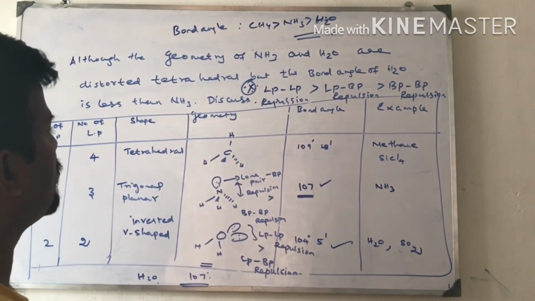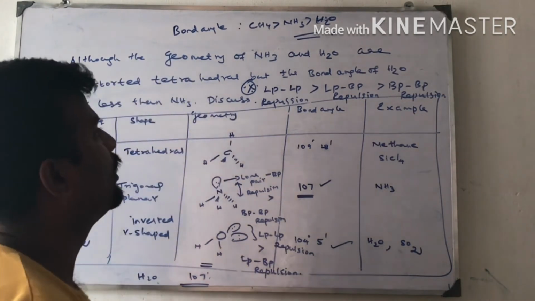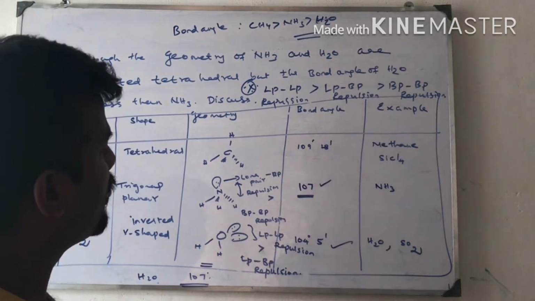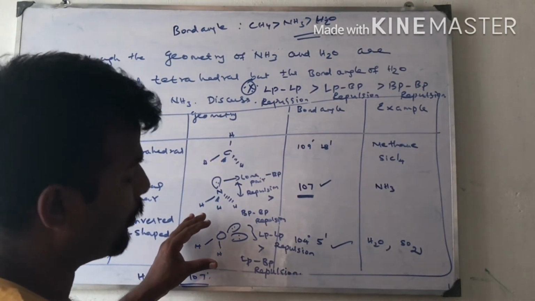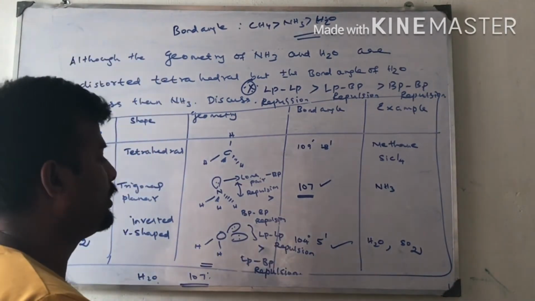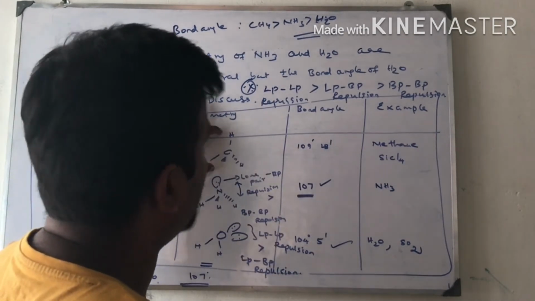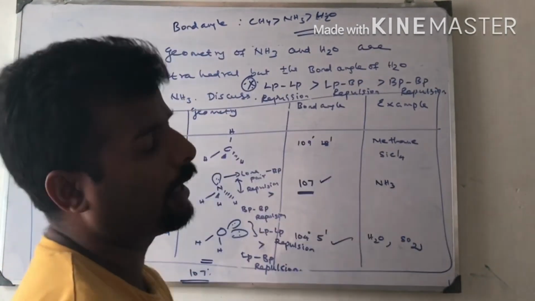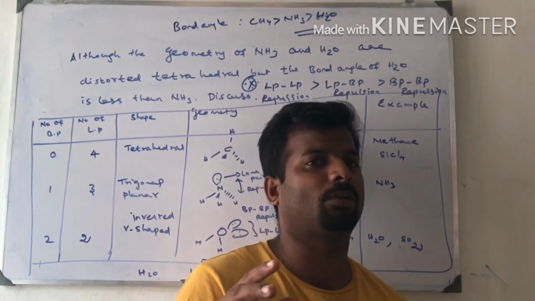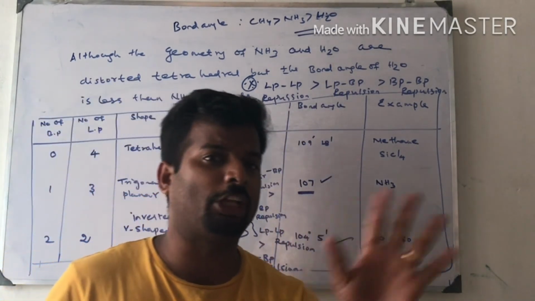So this is the reason: due to the presence of lone pair electrons, the bond angle decreases. That is why the shape of the molecule also changes. If the number of lone pair electrons present is high, the repulsion is also maximum. And if there is a smaller number of lone pairs of electrons, the repulsion is minimum, therefore the bond angle is larger. So the number of lone pairs of electrons is inversely related to the bond angle. Lone pairs of electrons decrease the bond angle.